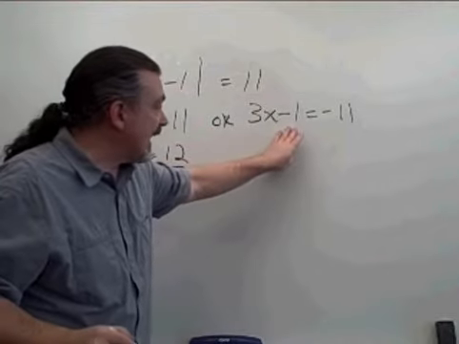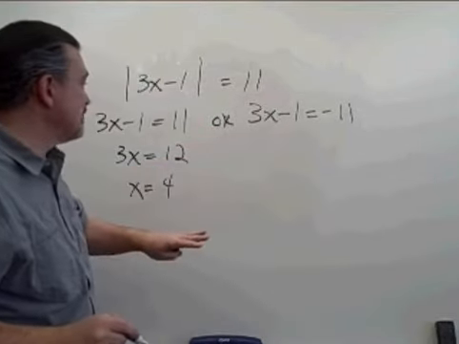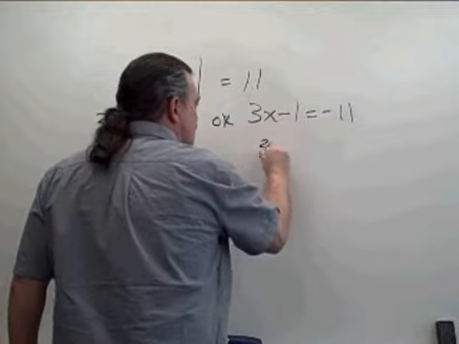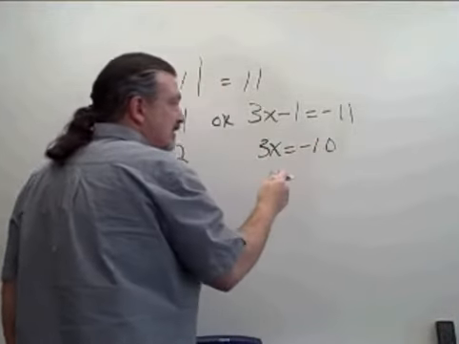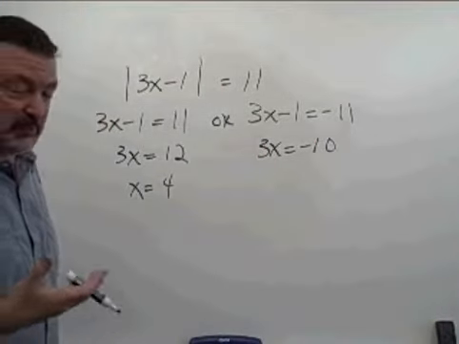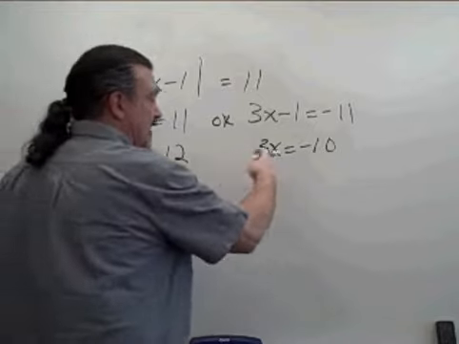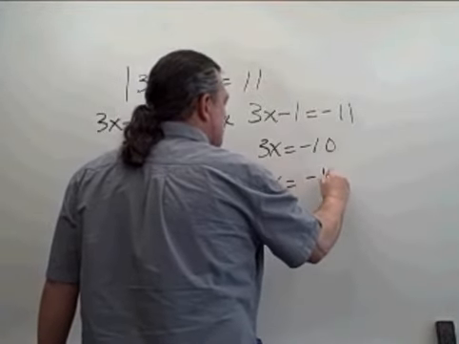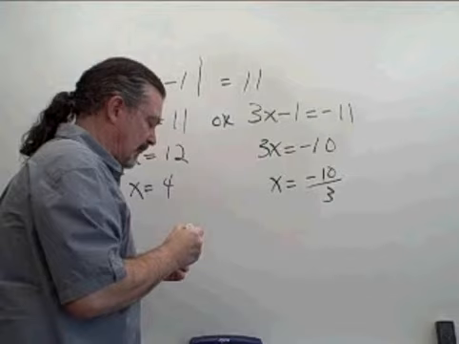Here I would add 1 to both sides, which would give me 3x equals negative 10. Negative 11 plus 1 will be negative 10. And then dividing both sides by 3, I have x equals negative 10 thirds.